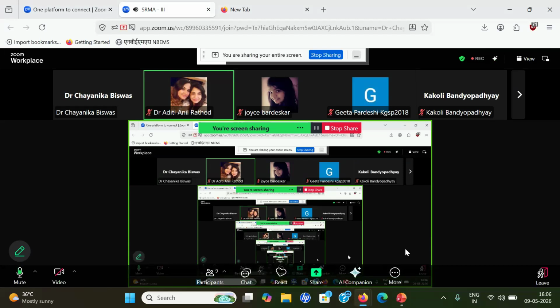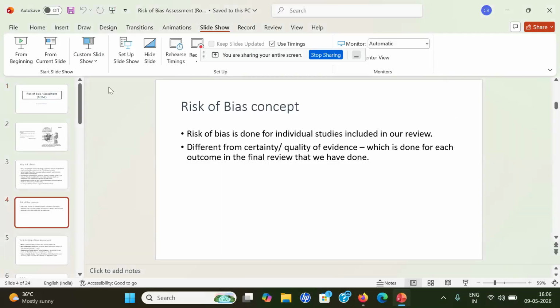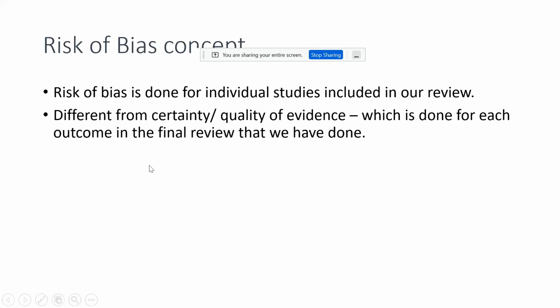So we are doing risk of bias assessment for each study that we will see in our systematic review. Okay. So now this risk of bias assessment is different from another concept, which sometimes beginners do confuse with. So this is different from what is called the certainty of evidence or the quality of evidence. So the certainty of evidence or the quality of evidence is something that is done for each outcome at the end of the review. Okay.